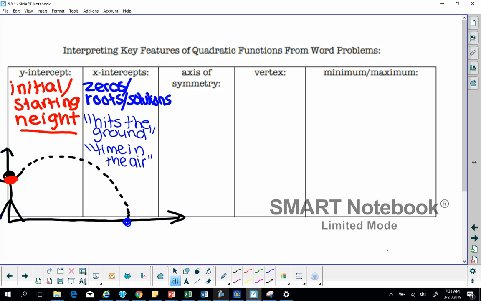So I would color code it right here. It's always going to be your positive x-intercept in word problems. So although we have 2, I can't kick a ball in -5 seconds. That does not make sense. So it's always going to be the positive answer.